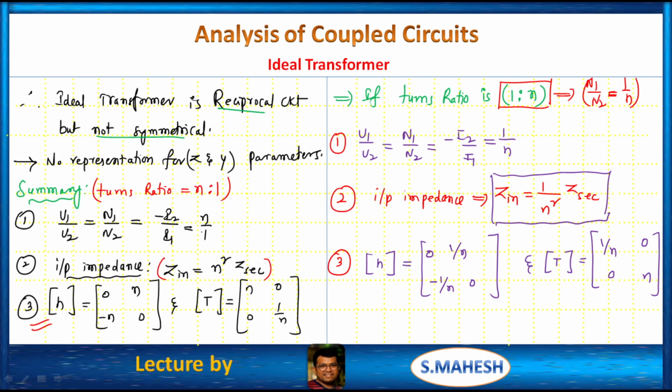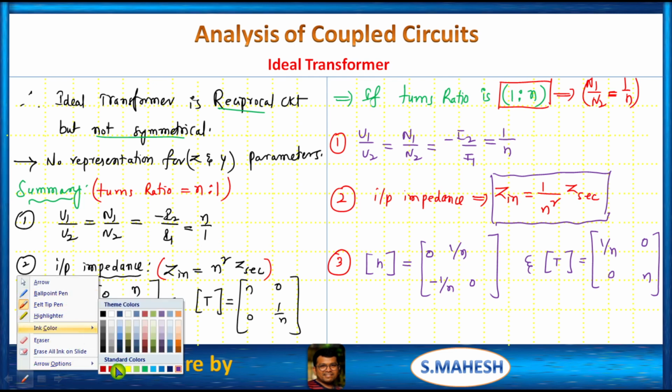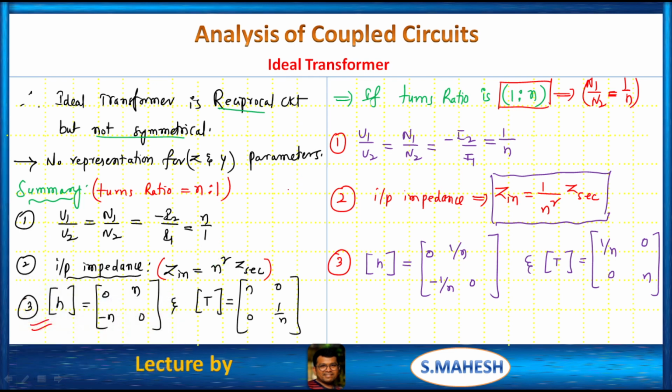Turns ratio is very important. So based upon the turns ratio only we can do the analysis. This is about the ideal transformer. In this, we have the relation between turns ratio and input voltage, output voltage, and input current and output current, right? See, relation based upon turns ratio: if it is n:1, we have this relation. If 1:n, we have this relation. If n:1, input impedance equals N square into secondary impedance. If it is 1:n, 1 by n square into secondary impedance. Like that we have H and T parameters. This is about the ideal transformer.